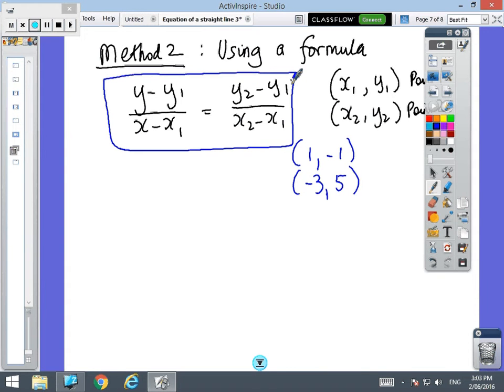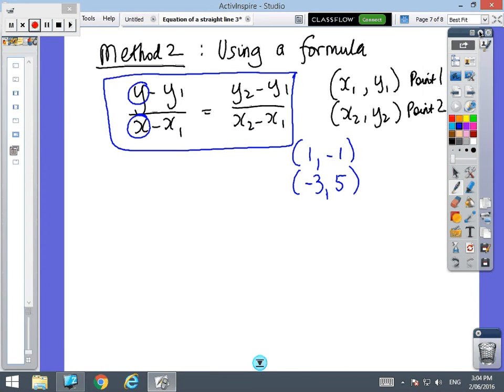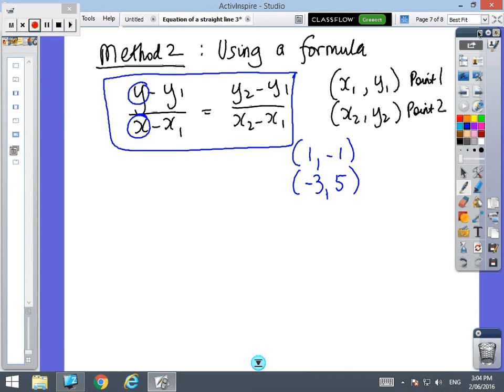y minus y1 over x minus x1. So this y and this x are what you leave behind for the formula, and x1, y1 is one point, and x2, y2 is the other point. So you just plug the numbers in. We'll make that x1, y1. It doesn't matter, you can switch the order, you get the same answer.